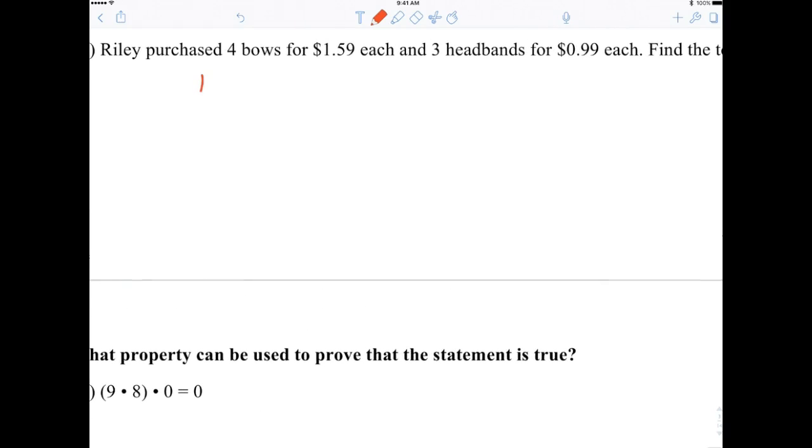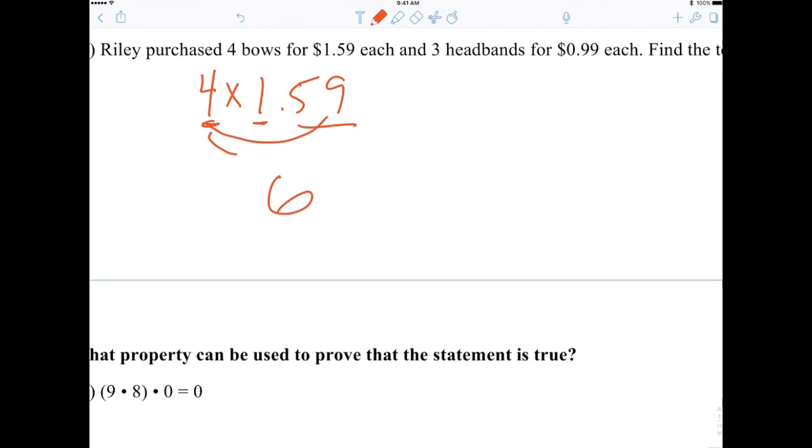So I'm going to write 4 times $1.59, and look how simple this is. This means I have 4 $1. How much is that so far? $4. Please concentrate. I also have 4 50 cents. If I have 4 50 cents, how much money is that? $2, right? Is everybody happy with that? So I had $4 and $2, so now I have $6.